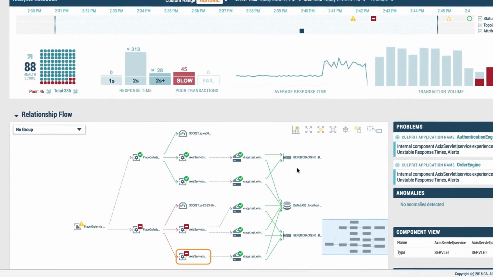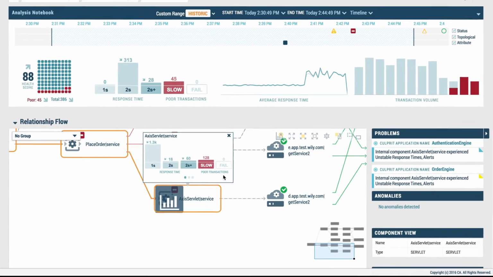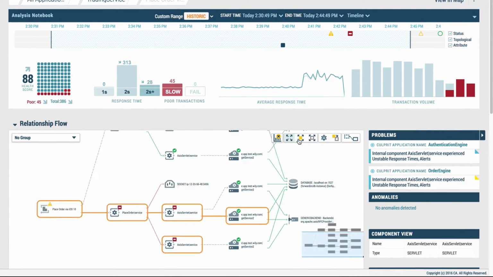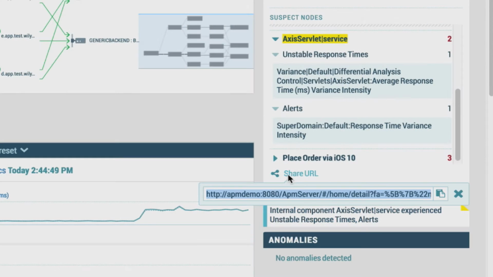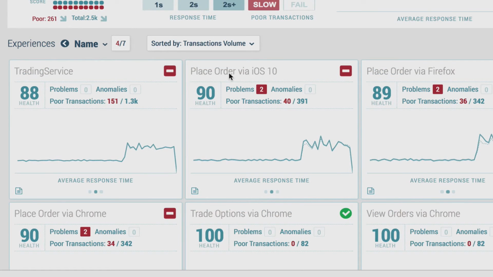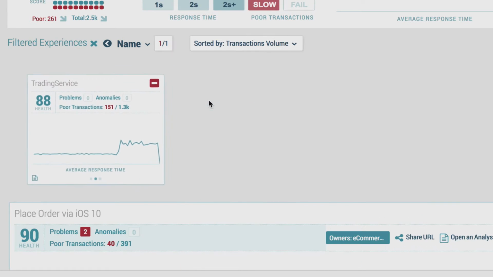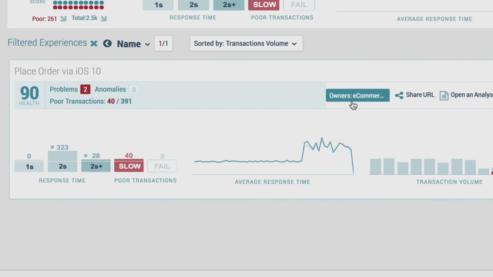A map of key application architecture components is paired with key pieces of performance evidence that identify the root cause of an issue. By quickly and easily sharing this information, anyone can enhance collaboration. Assisted triage also helps you to proactively detect, monitor, and address brewing issues before they affect end users.